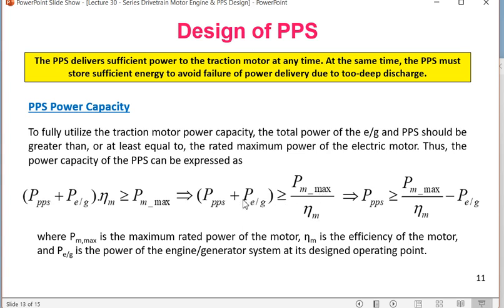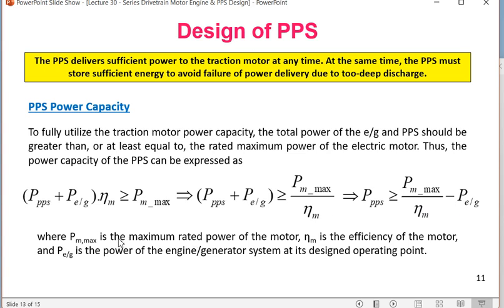Then take PEG to the other side. So what should be the PPS formula? It should be PPS equals PM max divided by eta m, minus PEG. This is the standard formula for PPS: whatever is the maximum required power, divided by the efficiency of the whole drivetrain, minus the power generated by the primary source.